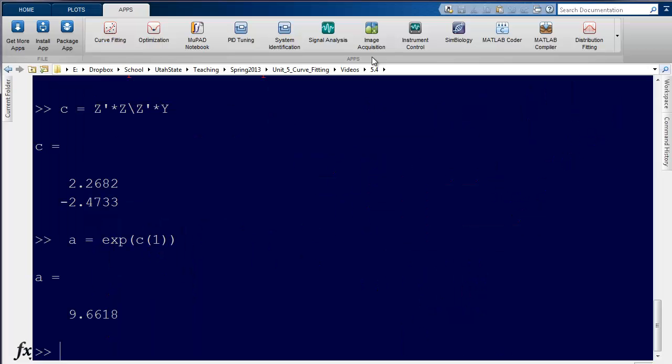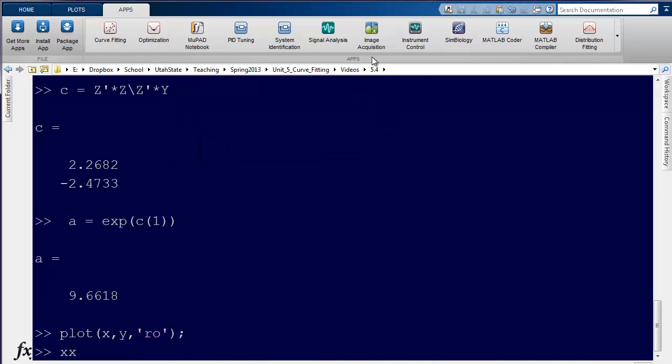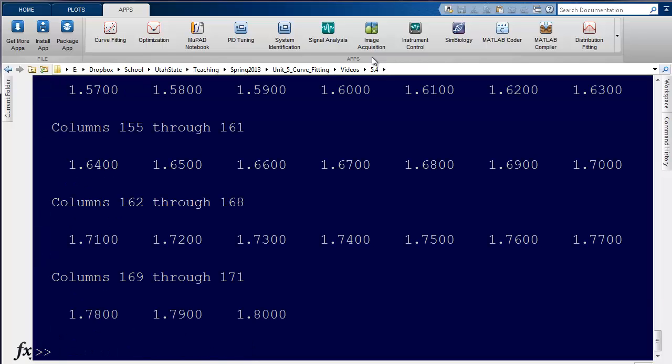We can go ahead and check this real quick in MATLAB. So we just say plot x, y, and we'll plot it with red circles. And okay, there they are. Then we're going to go xx, we'll just put these close together, min x, 0.01, max x. Okay, so we should have lots of those.